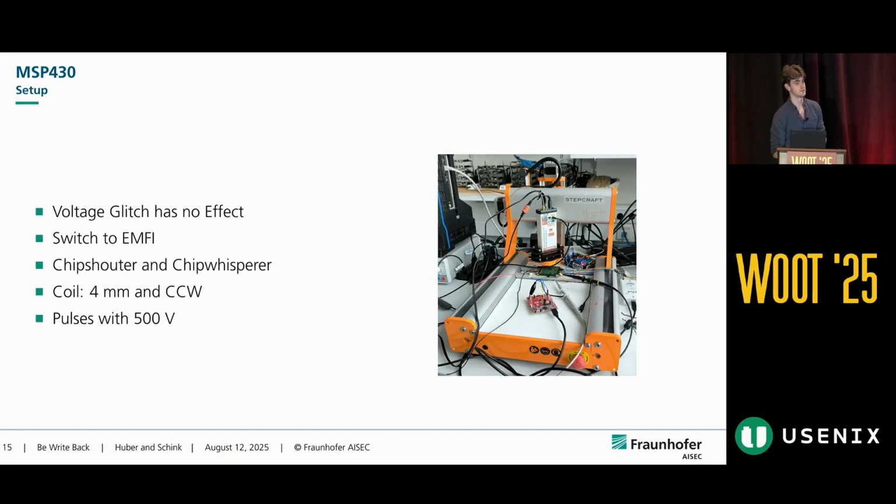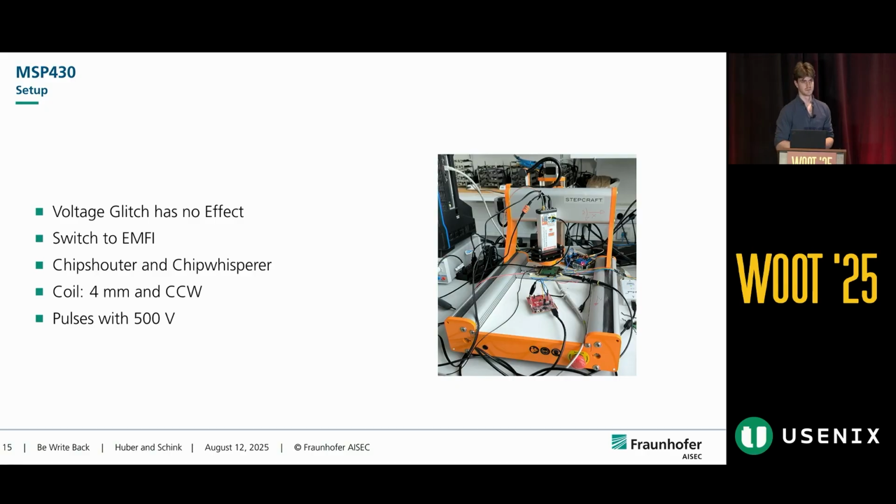Now to the setup for the microcontroller. We first tried to apply the same voltage glitch as for the external memories. However, this had no effect. A paper on the prototype of the microcontroller stated that they implement an internal backup capacitor. And we assume that this microcontroller also implements some form of backup capacitor to prevent the voltage glitching from being effective.